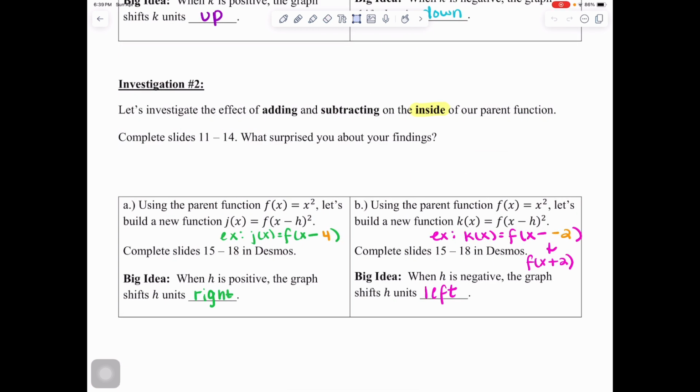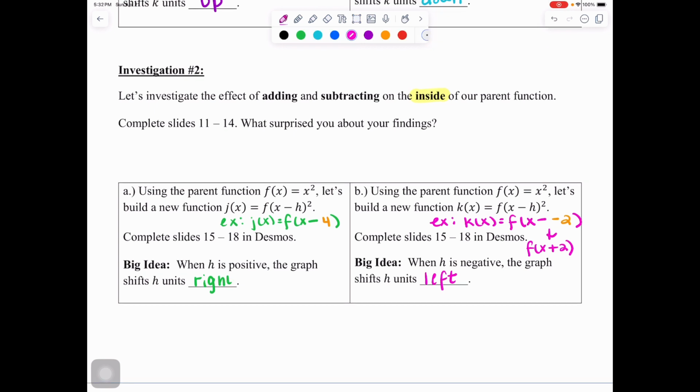Now we'll look at investigation number 2. Let's investigate the effect of adding and subtracting on the inside of our parent function. There were a couple slides that asked you to make a guess and then see what the actual answer was. The question here was, what surprised you about your findings? What I hope you saw is that it actually acts the opposite of what your gut feeling would tell you. So let's look at part A.